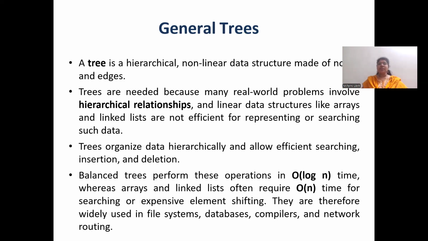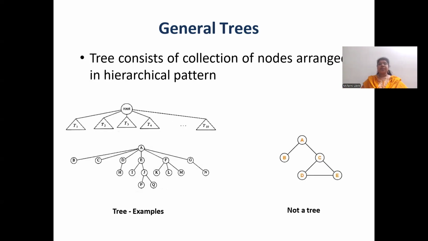When we think of a tree, generally you would see a tree with branches and connections. Here also a tree will have some nodes and edges. There are so many kinds of trees. Balanced trees perform operations in O(log n) time, but in arrays and linked lists, many operations normally take O(n) time. This is the kind of tree you could see.